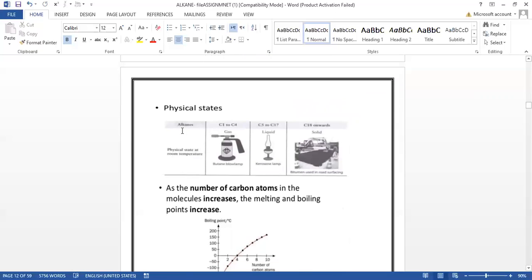In physical states, we can see that alkanes from carbon 1 to carbon 4 are gases, for example butane, used in lighters. And from carbon 5 to carbon 17, we can see kerosene and lamp oil are liquid. And from 18 and up, we can see it is solid. As the number of carbon atoms increases, the size of the molecules also increases.